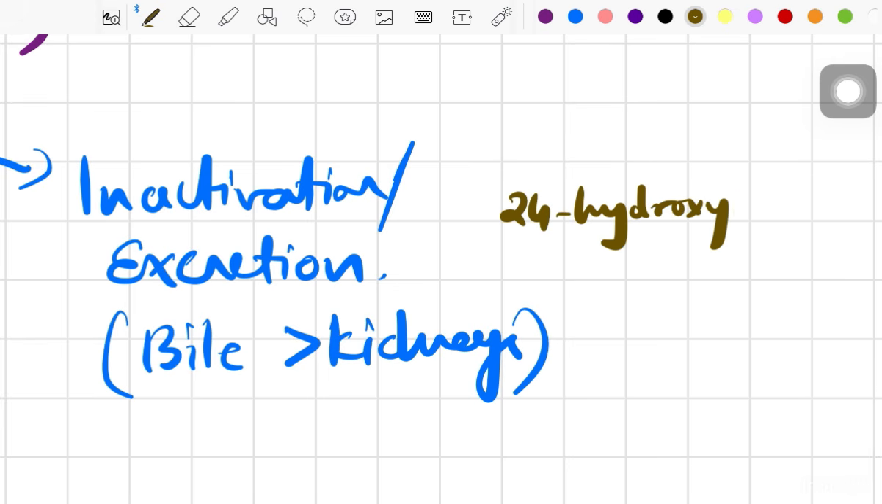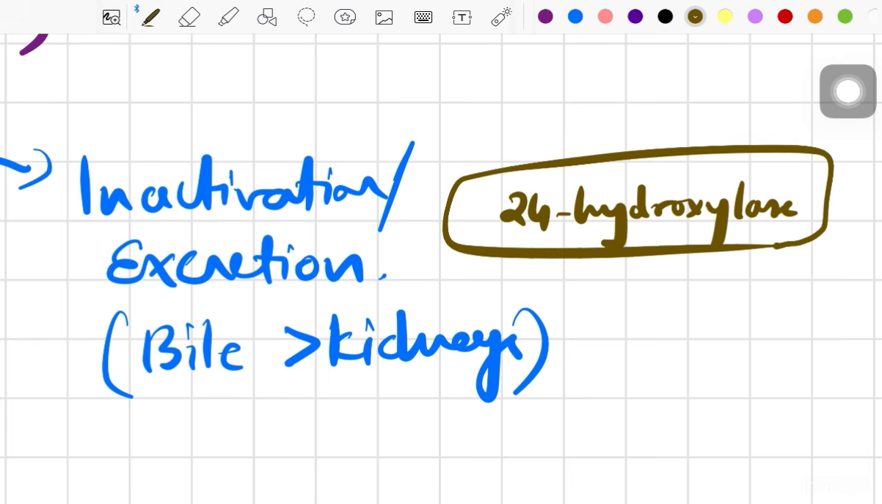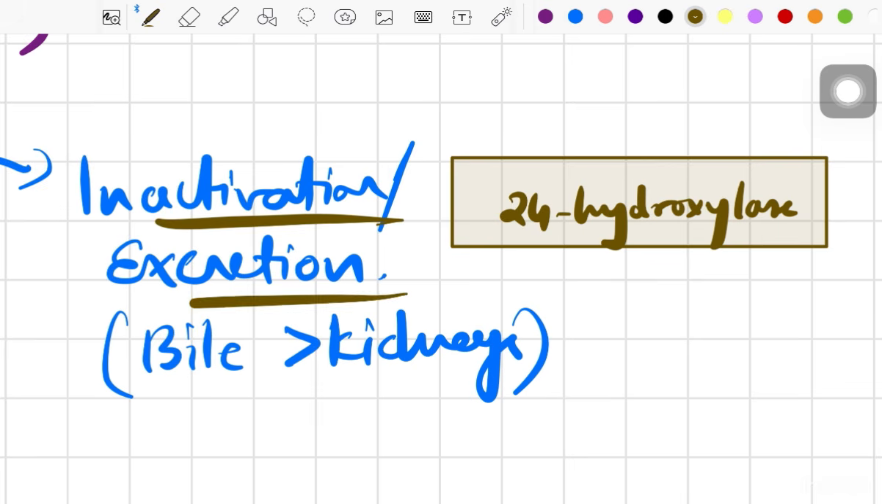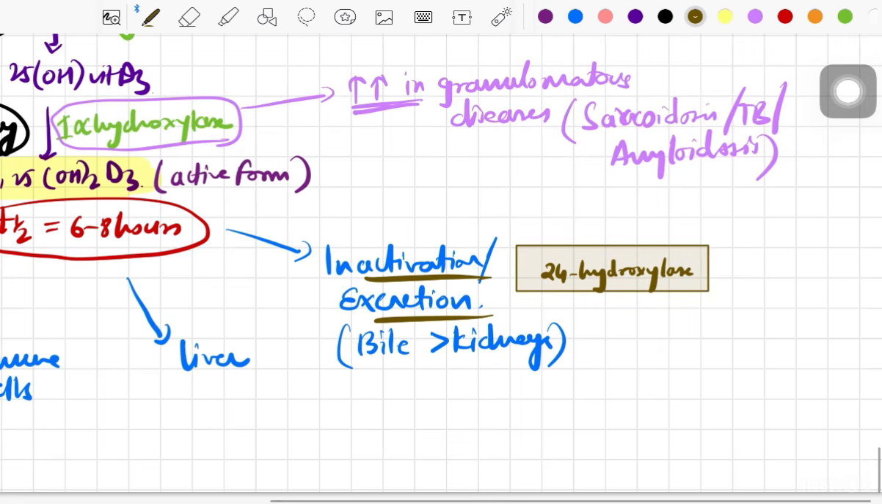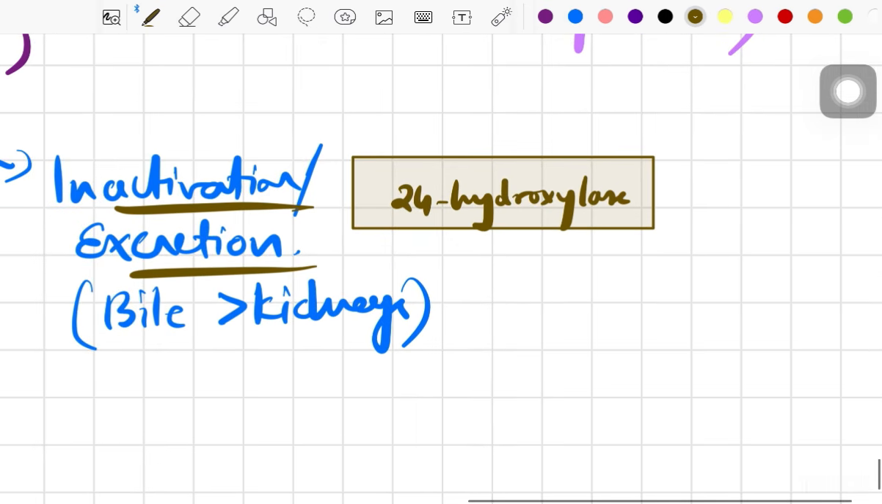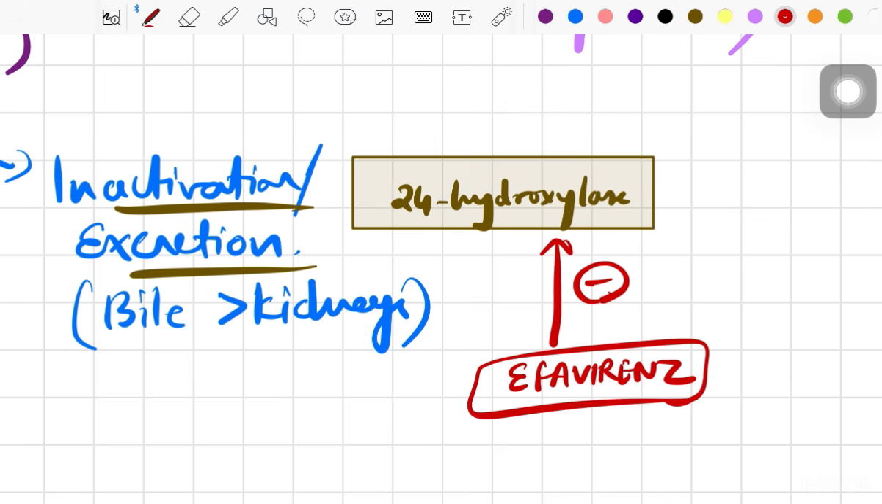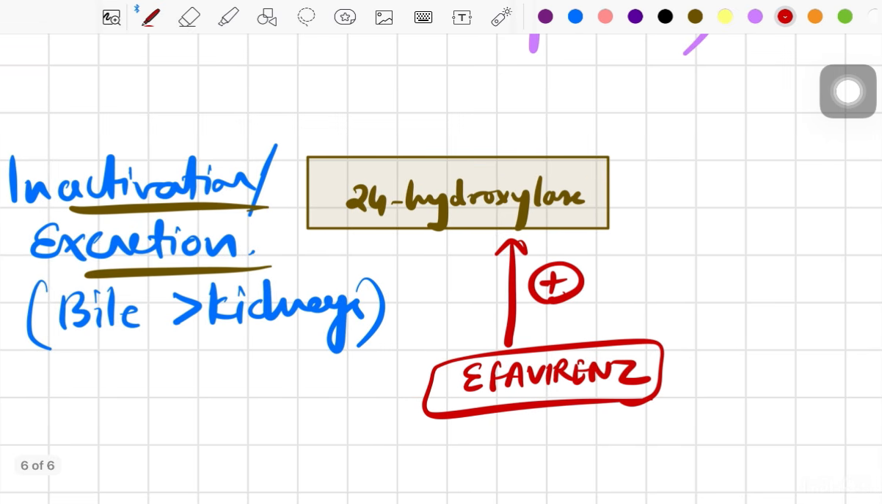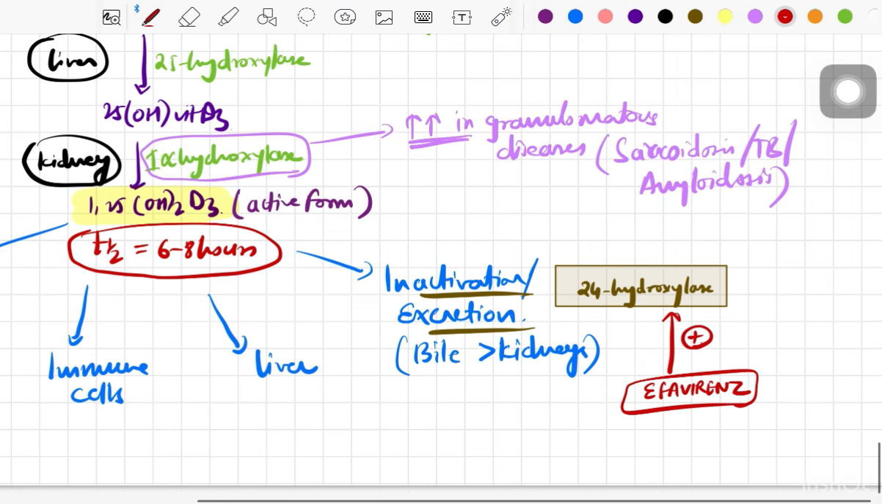This is also a thing to remember. The 24-hydroxylase enzyme brings about the inactivation or excretion of vitamin D3. And whenever there is a patient of HIV on treatment with efavirenz, there we must know that efavirenz is a potent stimulator of the enzyme 24-hydroxylase, which inactivates vitamin D3, and hence in patients of HIV on treatment with efavirenz there will be vitamin D3 deficiency.